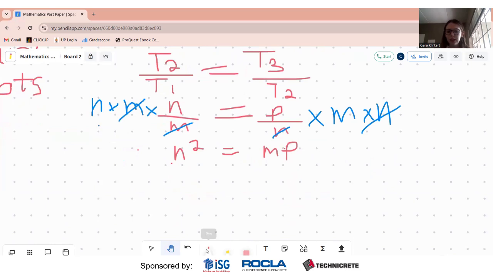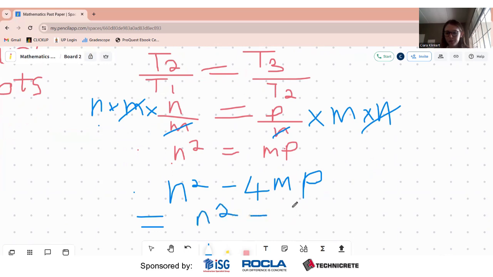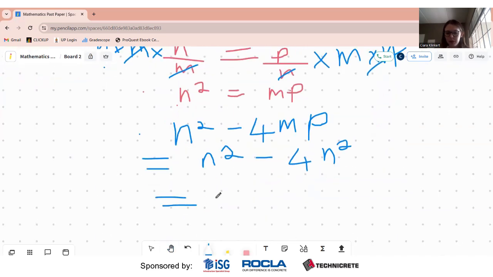When we're dealing with problem solving sums, we always want to look for similarity. So I'm going to use a different color. If I need to show that n squared minus 4mp is less than 0, let me consider this thing. Looking here, I see that mp is equal to n squared. So in the place of the mp here, I'm going to put n squared. Now I get n squared minus 4n squared, which I can simplify, and this is going to be minus 3n squared.